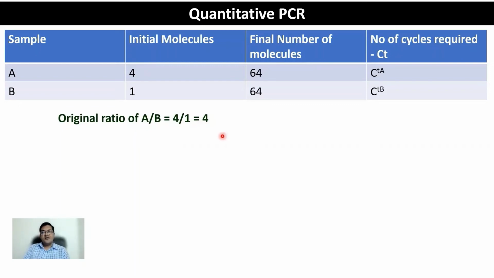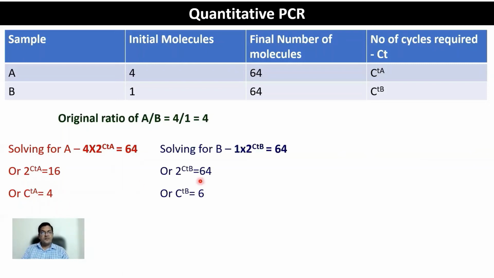So now we calculate the CTA value for sample A. Here is solving for A. 4 times 2 raised to power CTA equals 64, which means 2 raised to power CTA equals 16, or the CT value for A equals 4, right? Next, we solve for B. Again, the final number of DNA molecules at cycle n is given by the formula x times 2 raised to power n. Here x equals 1. So 1 times 2 raised to power CTB equals 64, which means CTB equals 6. So now CTA is 4, CTB is 6.